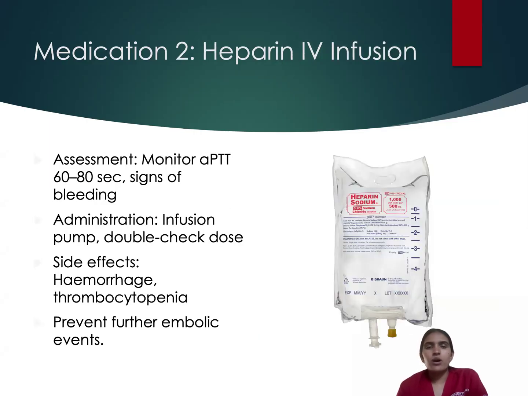And the second one is heparin infusion. It prevents clot propagation and secondary embolism. The activated partial thromboplastin time should be maintained between 60 to 80 seconds, and the nurses must monitor for any bruising or bleeding. Two nurses should double check before infusion, and pressure should be applied after IV removal to prevent bleeding. Heparin therapy complements thrombolytic treatment and supports cerebral perfusion balance as well.